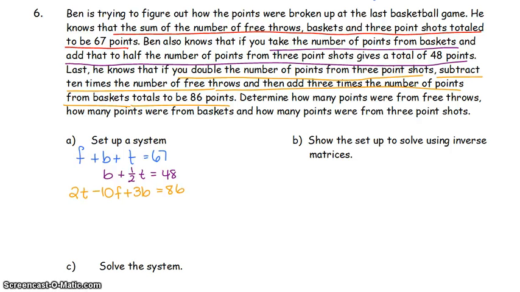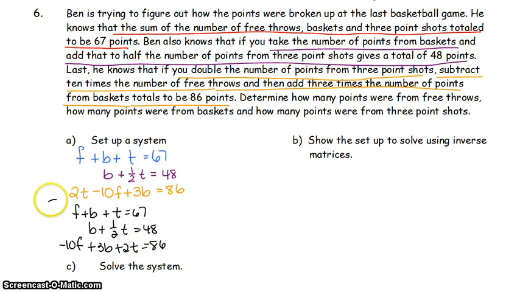From here, I want to rearrange so that my variables are lined up. So I've got F plus B plus T equals 67. Then B plus 1/2 T equals 48. First should come F, so that's a negative 10F, then the B's: plus 3B plus 2T is equal to 86. On your test tomorrow, it's very, very important that you make sure your variables are always lined up. If there's no variable there, then that's just going to be 0.